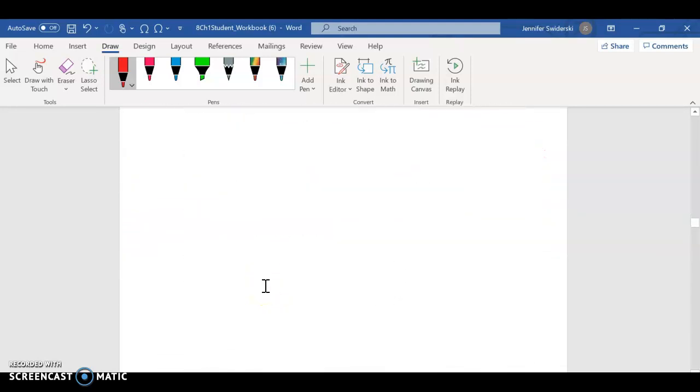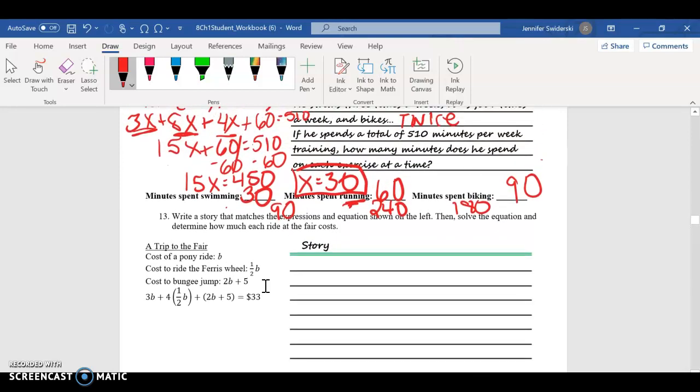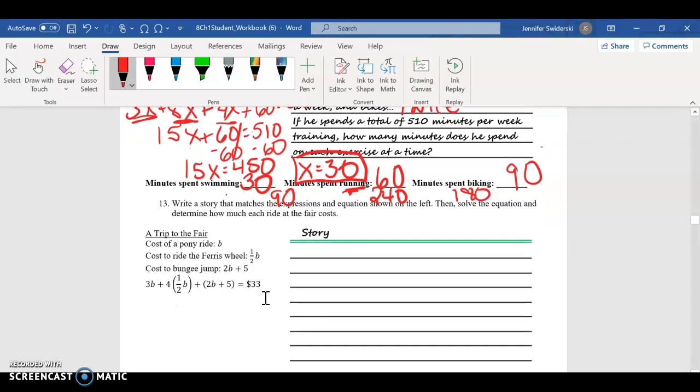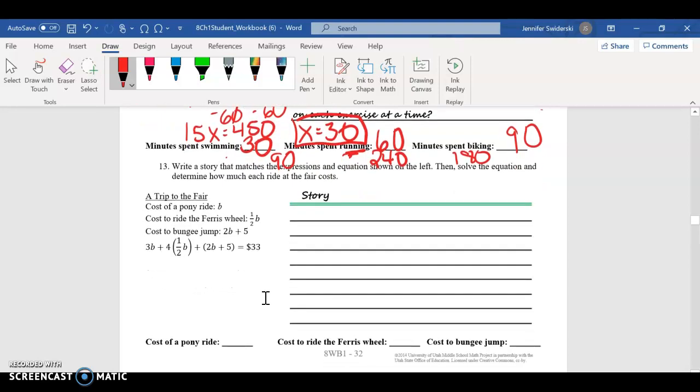Let's see here. It says, write a story that matches the expression of the equation below. Then solve the equation to determine how much they had on each ride. All right, so story. We are at, let's just say, Swedish Days. We're at Swedish Days in Geneva, okay? You can ride a pony for $B.